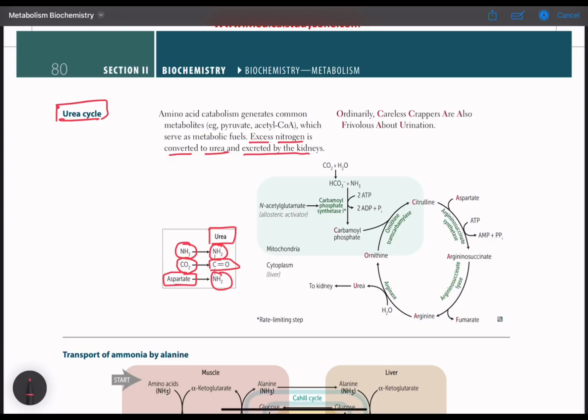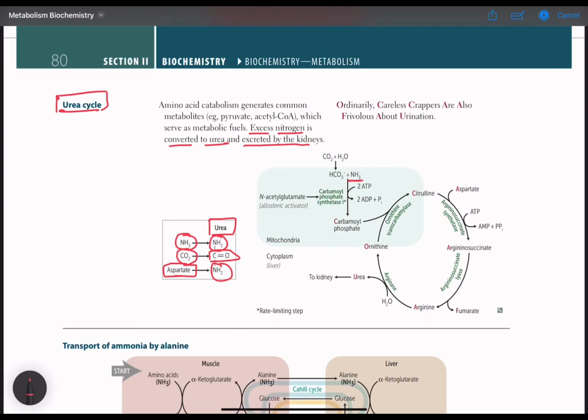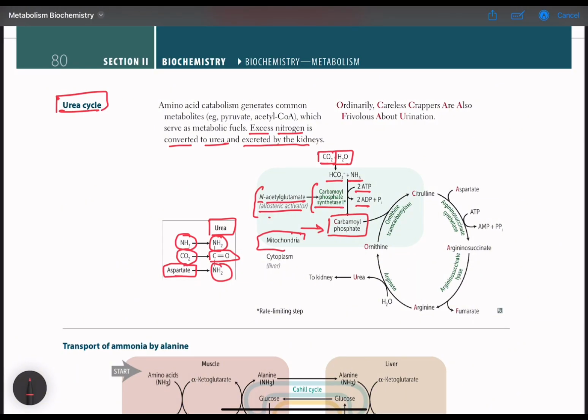The reaction is as follows. The ammonia combines with the carbon dioxide. In certain books it is written as carbon dioxide, while in certain books carbon dioxide combined with water is converted into bicarbonate, and bicarbonate and ammonia combine to form a structure known as carbamyl phosphate by the enzyme carbamyl phosphate synthetase 1, using 2 ATP and N-acetyl glutamate, which is an allosteric activator of this reaction. So we have a product, carbamyl phosphate, and all of these reactions take place in mitochondria.